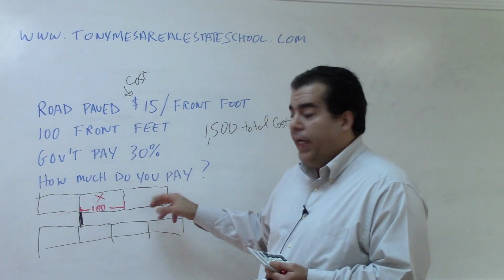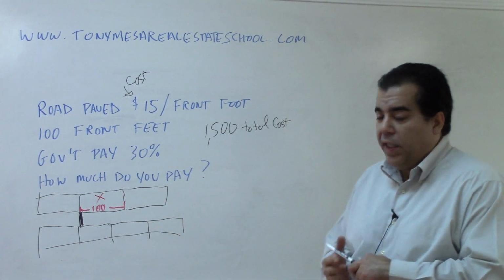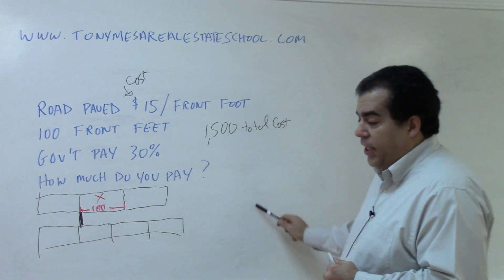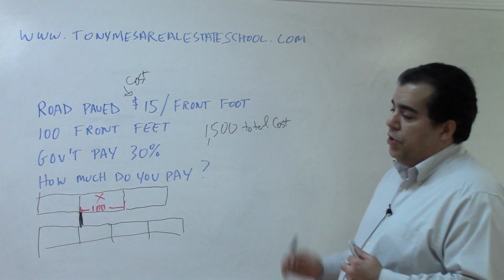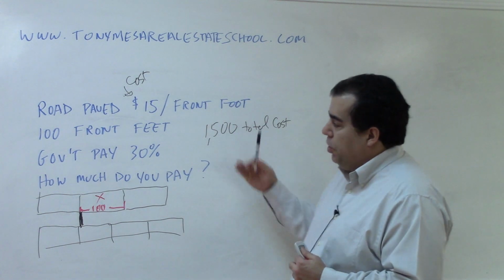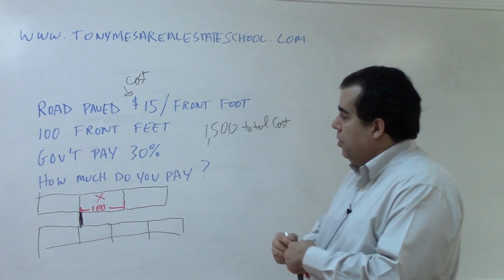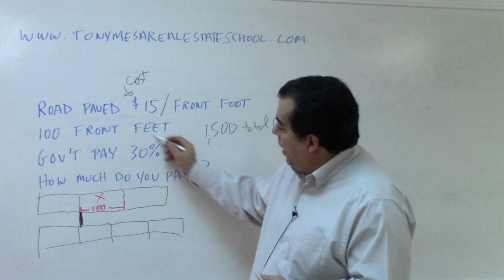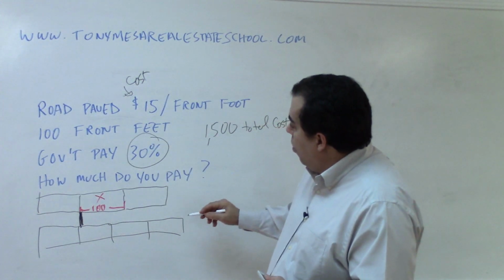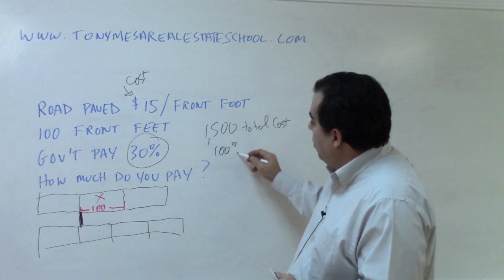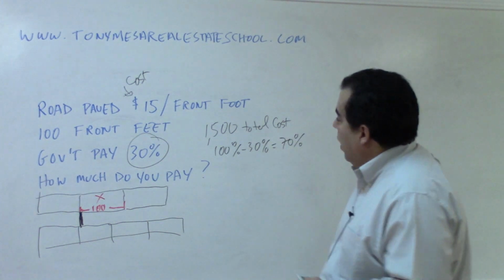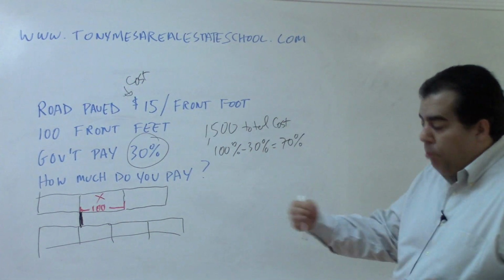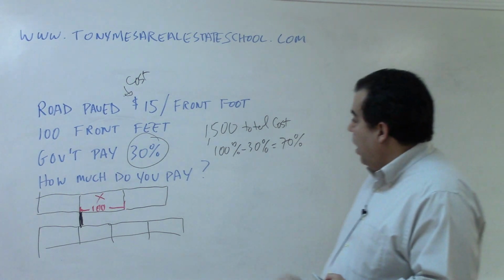Question is, how much do you pay? That's going to be one of the incorrect answer choices, right? So A, B, C, D, you get 4 multiple choice answers on the state exam. They like to give you as incorrect answer choices other numbers that you would come up with along the process. Now, they're telling you the government's going to pay 30%. So the idea is 100% minus 30% equals 70%. 70% is what the property owners will pay.